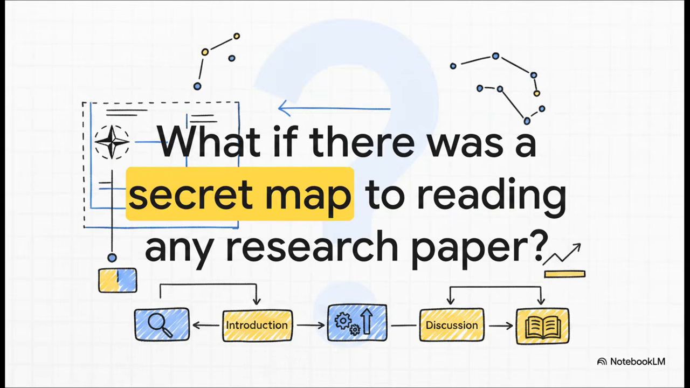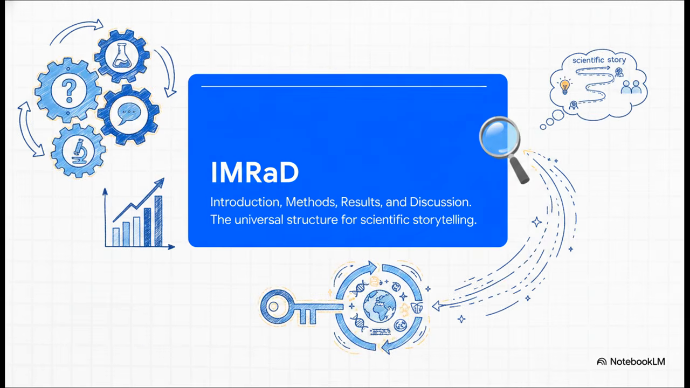I mean, what if I told you that there's a kind of secret map, a universal structure that pretty much all scientific papers follow? A system that, once you see it, makes navigating these complex documents surprisingly simple. Well, guess what? There is, and it's called IMRaD. That's IMRaD. It stands for Introduction, Methods, Results, and Discussion. And trust me, it's not just some boring format. It's a totally logical way of telling a scientific story. It is the decoder ring you've been waiting for.